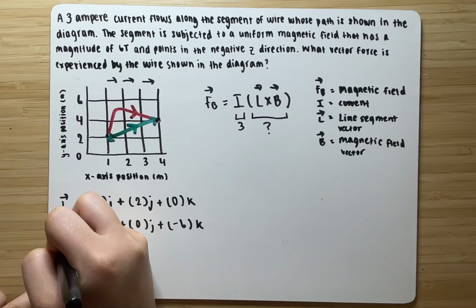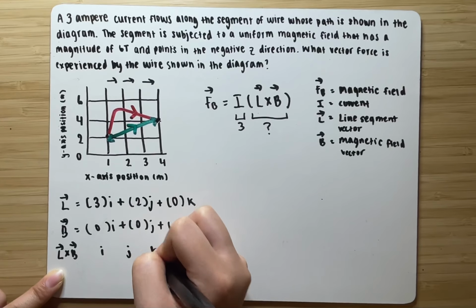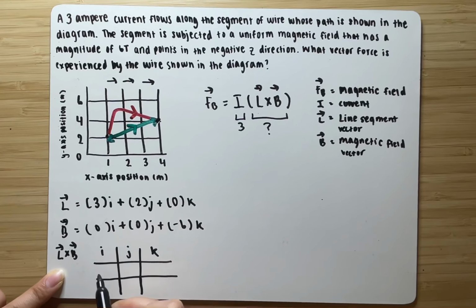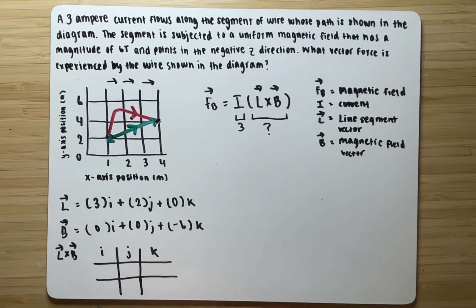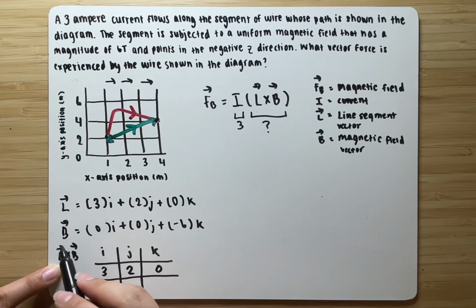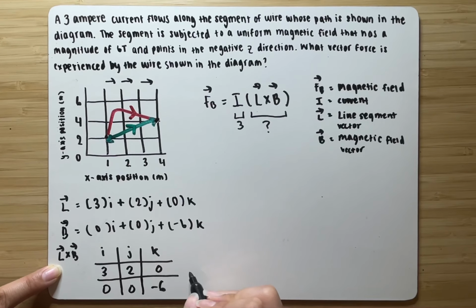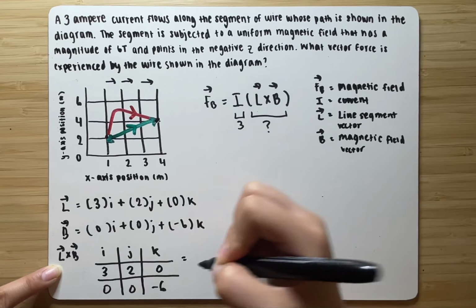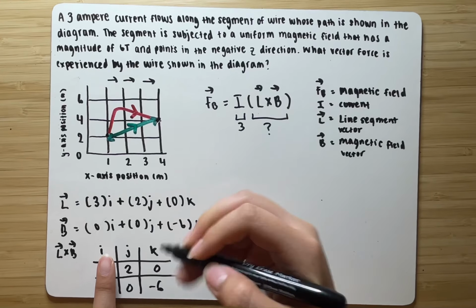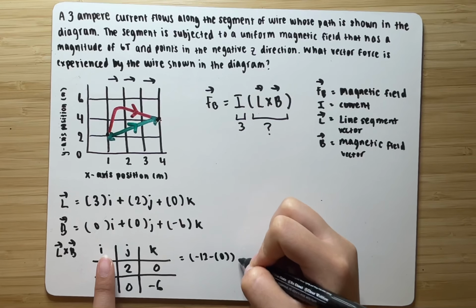Now we're going to do the cross product between the two. So set up our i, j, k. In the first level, we're putting the L line segment components. So we have 3 for i, 2 for j, 0 for k. In the second level, we're putting the magnetic field vector components, so we have 0, 0, negative 6. To find our cross product, the i component, we need to cover up the i. Multiply 2 times negative 6, you get negative 12, minus 0 times 0 is 0. This would be our i.